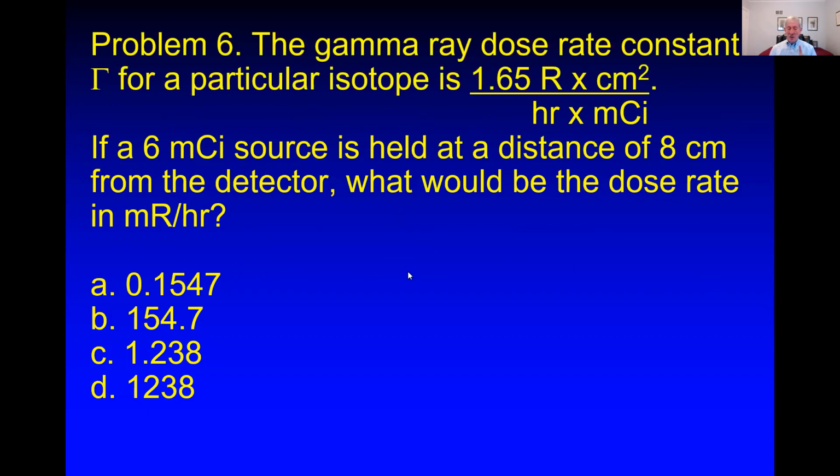Now, here's the difficulty in this problem. We're going to work it just like the one we just did, but the constant is an R, that's rads, but I asked you what would be the dose rate in MR per hour. Now, if you don't convert it to MR, there's a really good wrong answer right here that you would get, and you'd be wrong. It has to be converted to the same units requested here. So once we get the final answer in R per hour, we're going to have to multiply that by 1,000 to get MR. So let's take a look at the solution.